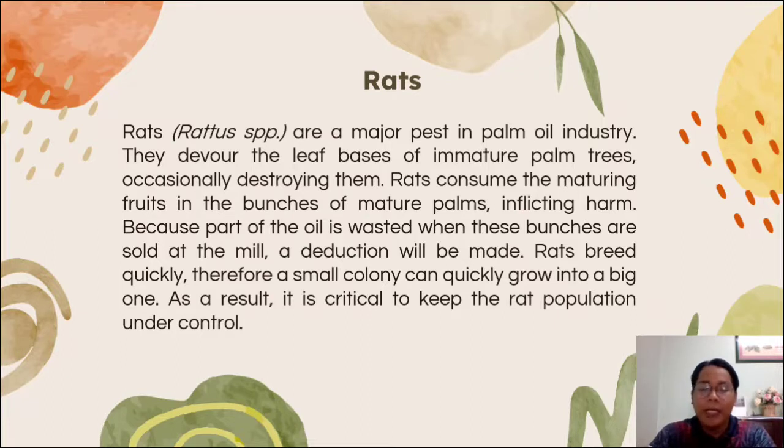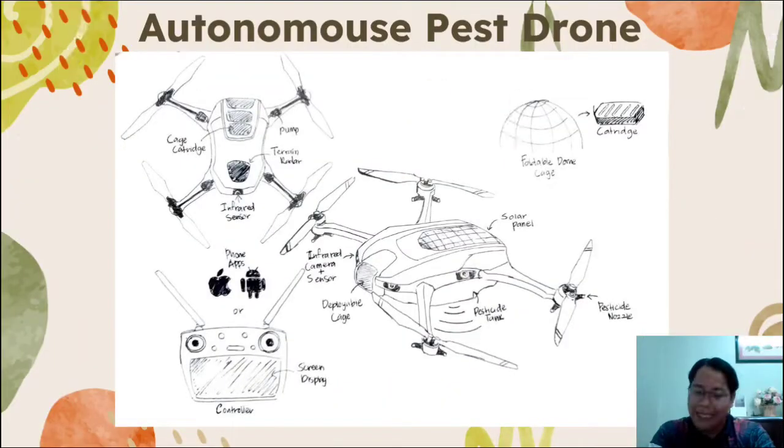Rats breed quickly, therefore a small colony can quickly grow into a big one. This is the problem in our plantation crops. As a result, it is critical to keep the rat population under control. This is my innovative product. It is called Autonomous Pest Drone.